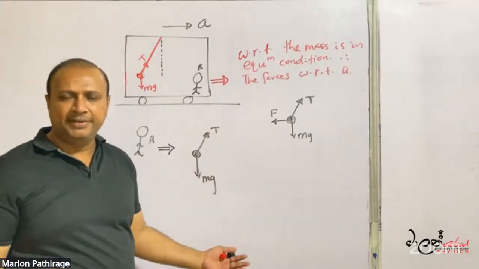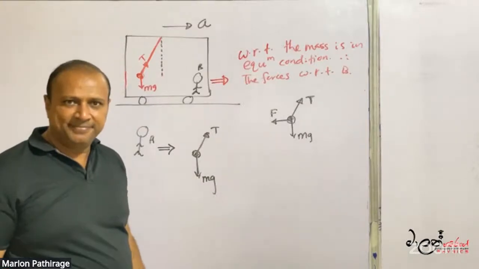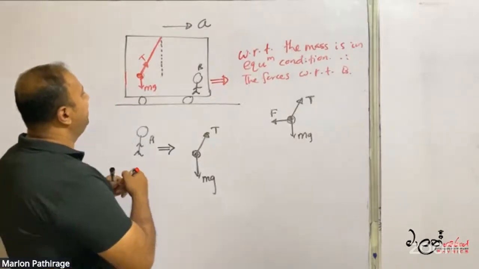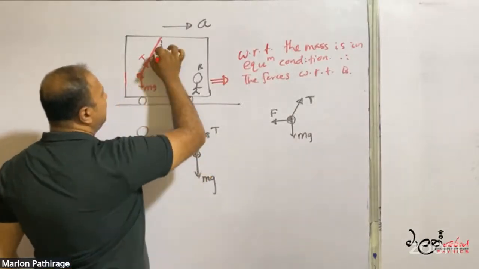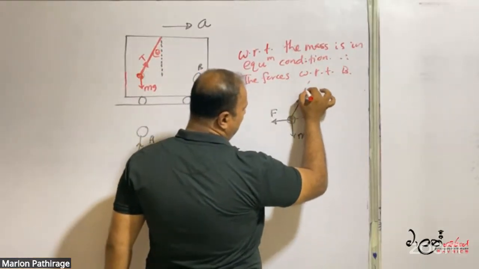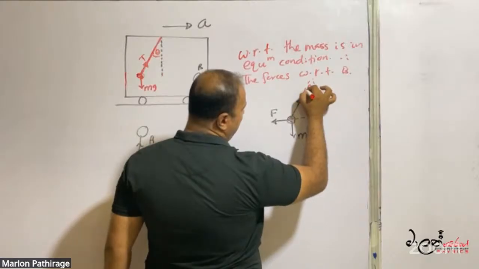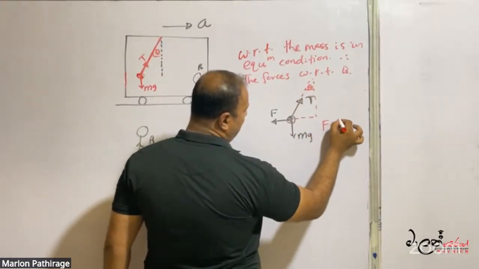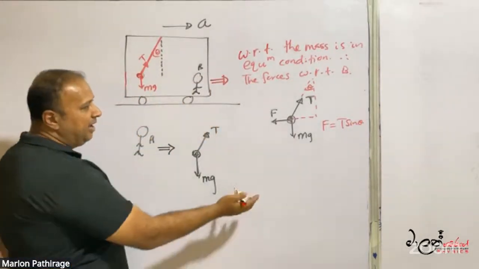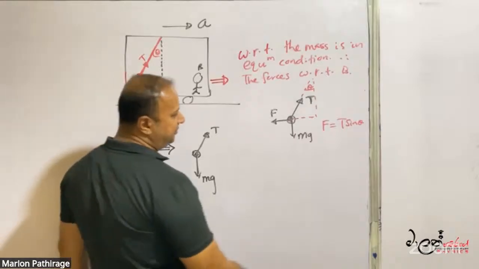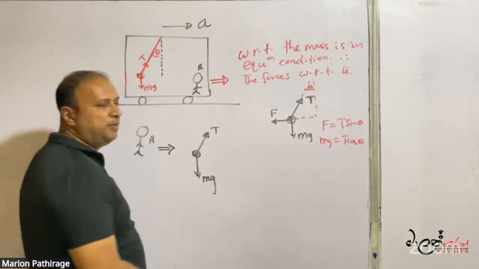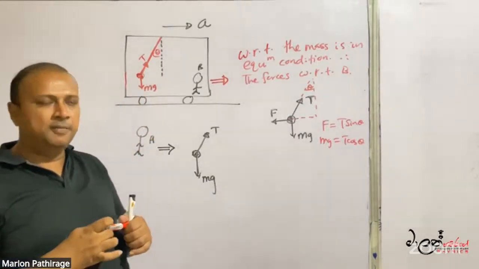How can it happen? Definitely there should be a force. That force should be equal to T sin theta. This is theta. Therefore, F should be equal to T sin theta, and mg should be equal to T cos theta, because it is in equilibrium condition.